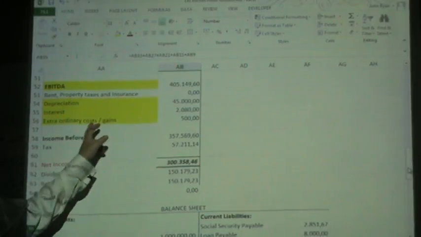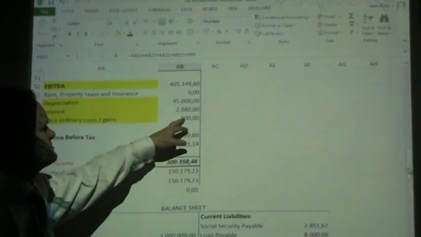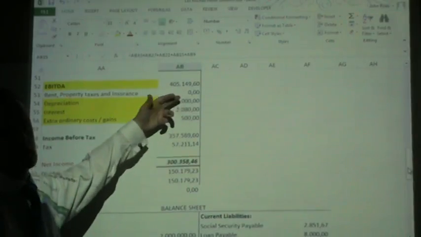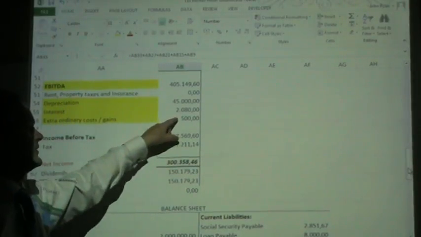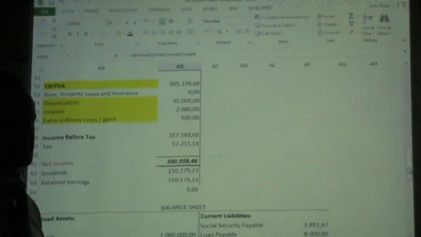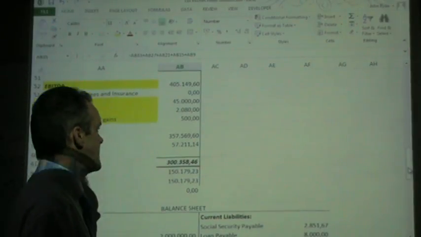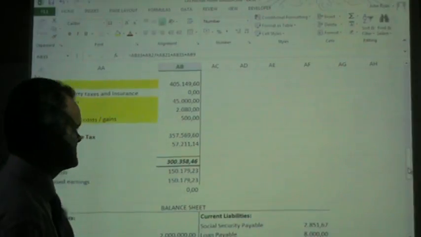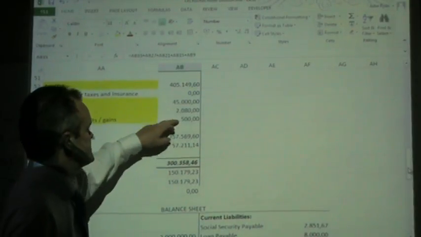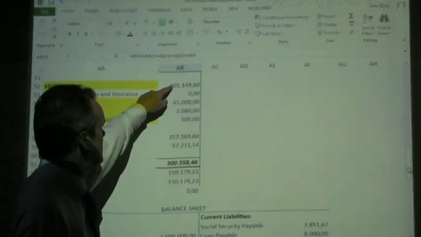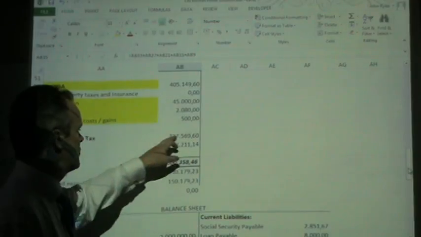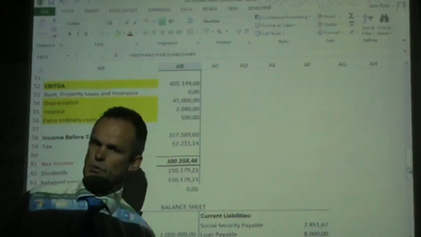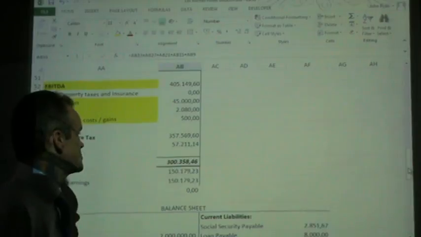And then down here it says extraordinary costs or gains. In this case, because it is a cost, all of these are technically costs to the business, so I'm putting it in here as just an additional cost. Had I made a gain, I would obviously have had to reflect that as a negative cost or a positive gain. It would have reduced the overall costs. So these are all costs. And again, we've got our EBITDA minus all the costs gives us our income before tax. And that is the point that we need to be at in order to do this question.